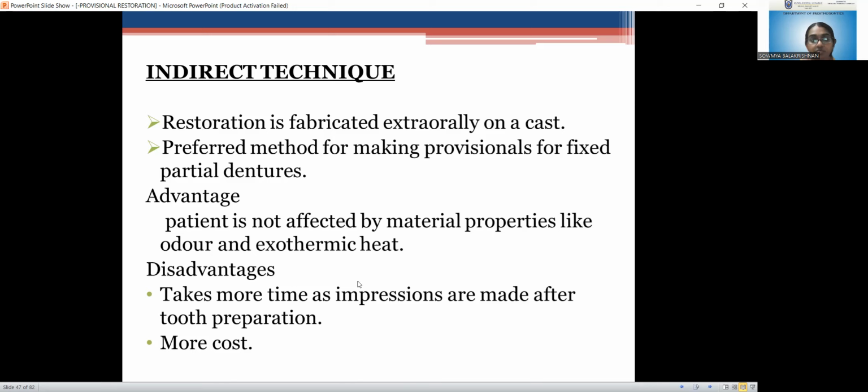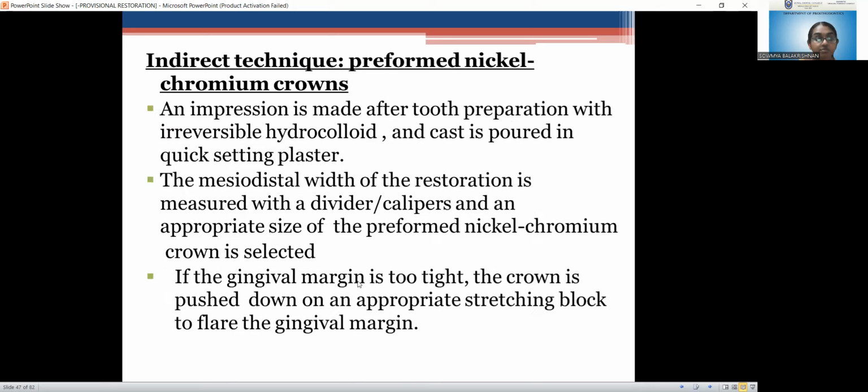The disadvantages are that it takes more time, sometimes 2 impressions are needed for tooth preparation, and it also costs more. So that is the indirect technique. In that also, there are preformed and custom-made types. So the indirect technique using preformed nickel chromium crowns.